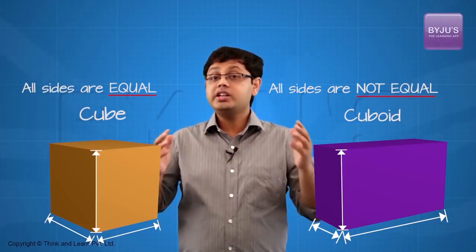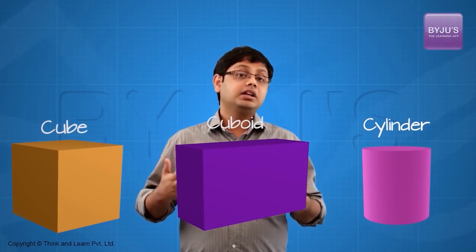See, it is so easy to create 3D objects. Want to try one more? Extend a circle by some distance. What you get is called a cylinder. Now, let's move on and calculate the volume of all of these objects.